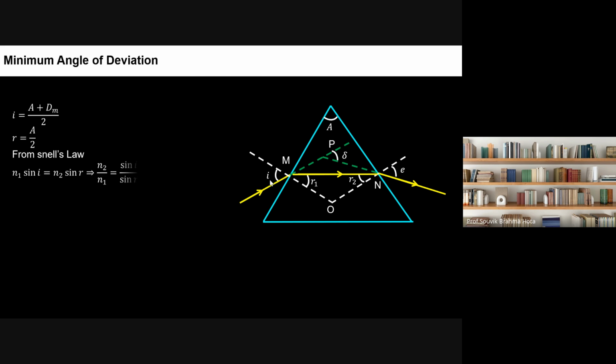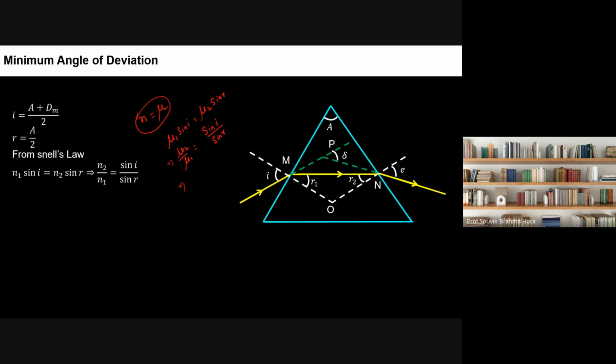Okay. From Snell's law, we know sin i by sin r is equal to mu. So I can write Snell's law like this. This n1, n or this mu are the same; both can be used to represent refractive index. So n1, meaning mu1 sin i, is equal to mu2 sin r. So what I can do, mu2 by mu1 is equal to sin i by sin r. This is what Snell's law says.